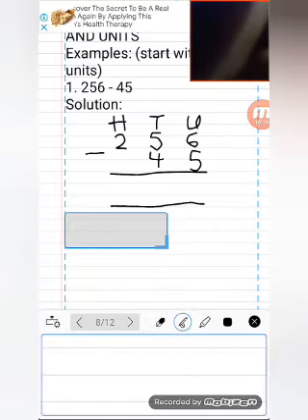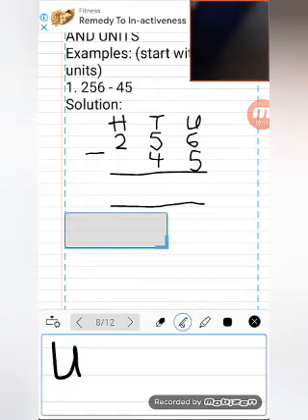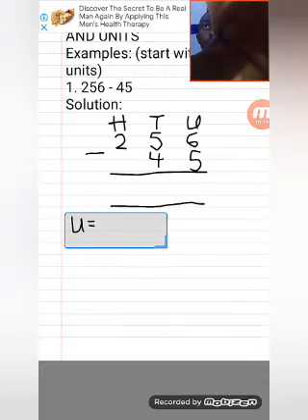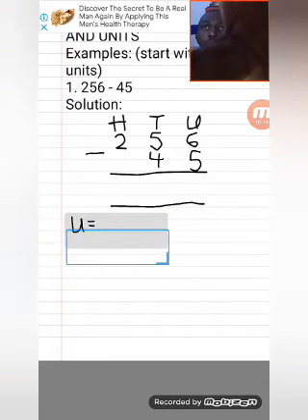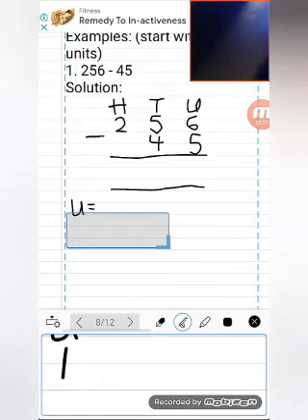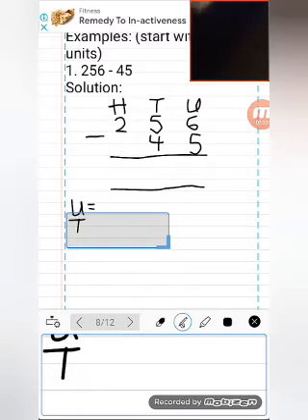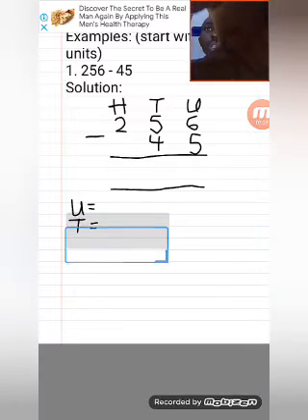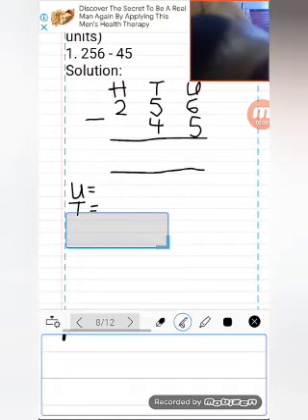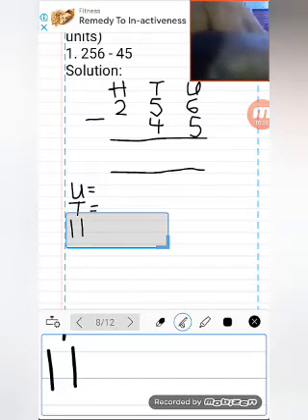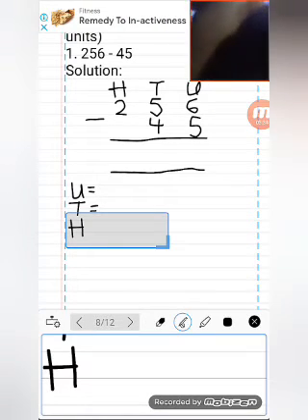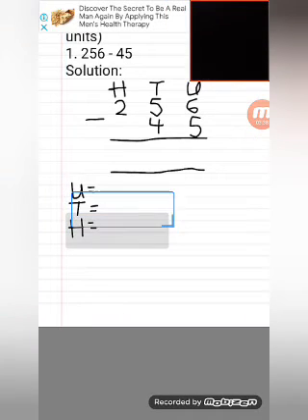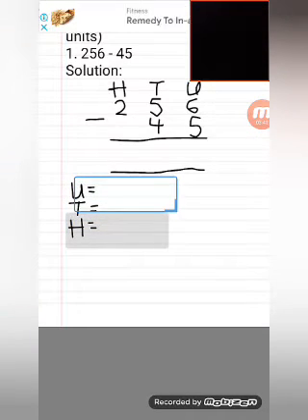So let's now outline each place value. The U, which is the unit, then the tens, which is the T, then the hundreds, which is the H. Okay, so let's start. Remember, we start with the units first.